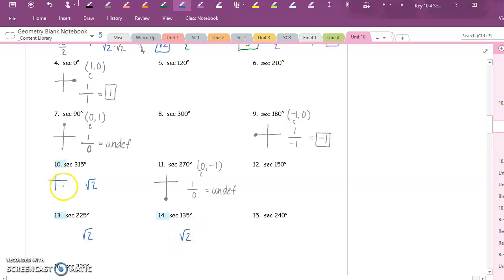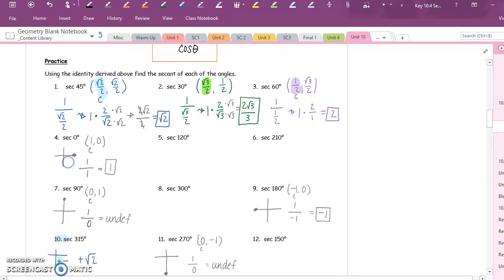So secant of 315, that's in this quadrant. So we have positive, negative, and because it's 1 over cosine, you're looking at only the cosine, so that one's going to be positive. Secant of 225, that's in the third quadrant with negative, negative. So we have a positive divided by a negative, so therefore we're going to have negative root 2. And then secant of 135, it's negative, positive. So we have to look at the cosine. So we have 1 divided by a negative number, which is going to be a negative. See, you can go through it like this, or you can actually do the math.